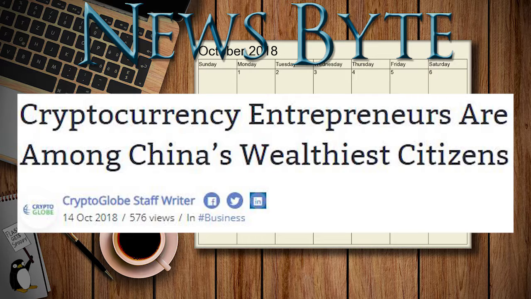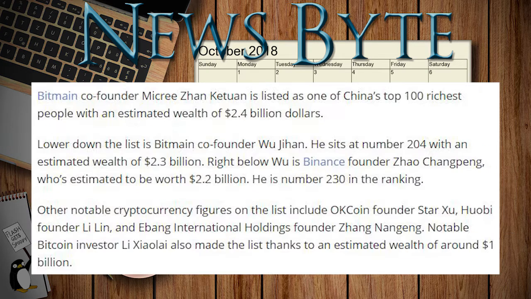One caliber of individuals who are no doubt not using Coinbase are some of the wealthiest citizens in China, and it turns out there are some cryptocurrency entrepreneurs among them. The new study showing the richest of the rich in the Middle Kingdom includes individuals such as Mikri Jean Ketuan, hope I'm getting his name right, and he's a Bitmain co-founder, along with Wu Jihan, another individual working with Bitmain. Binance's CZ was ranked number 230, and the founder of OKCoin, Huobi, and Ebong were on there as well.